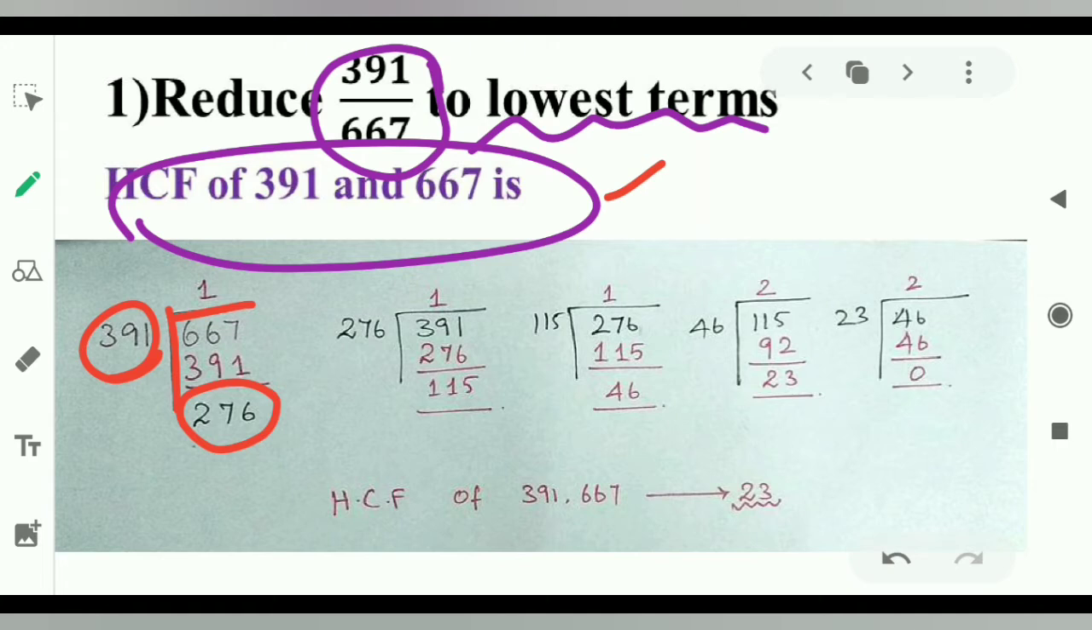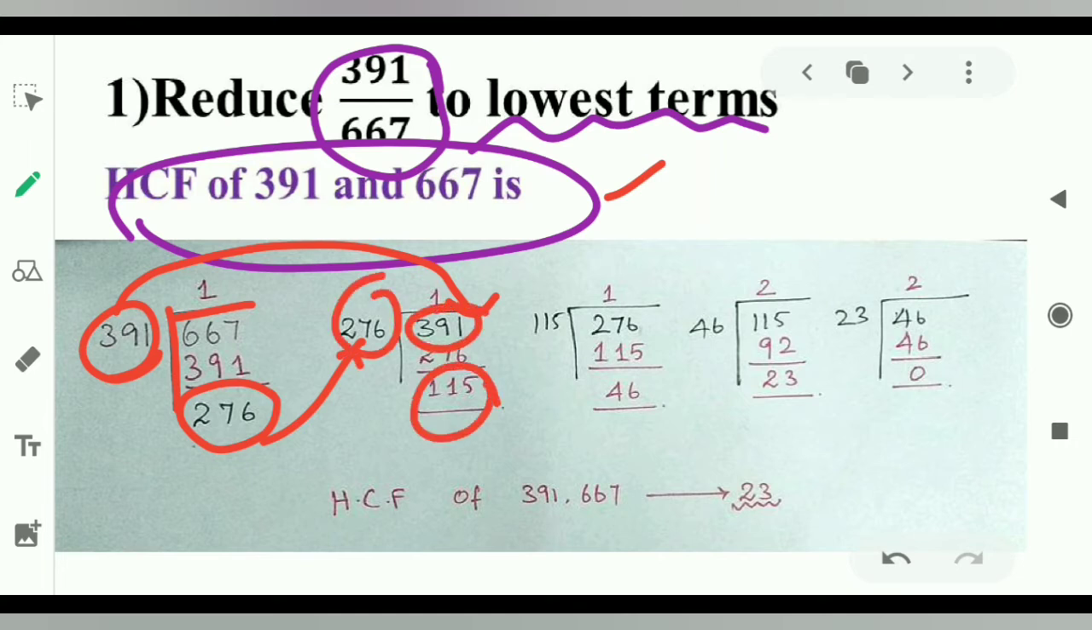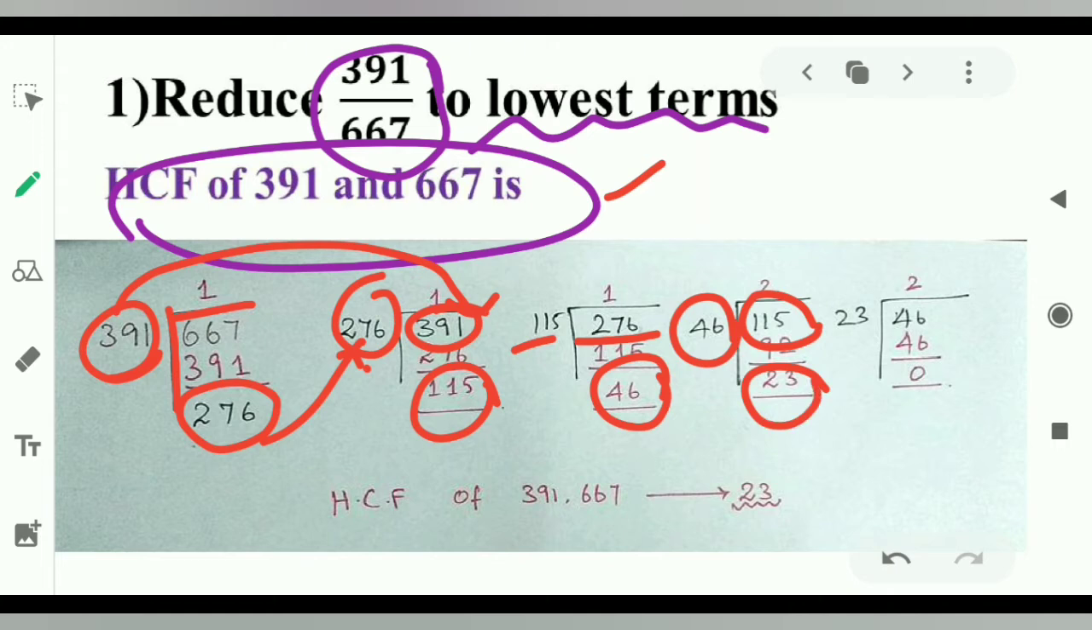Then we divide the divisor by the remainder. On doing this, we are getting 115. Again, we divide 276 by 115. We are getting 46 as remainder. Repeat the process. Divide the divisor 115 by the remainder 46. We are getting 23 as remainder. Repeat the process. Divide 46 by 23, and here we are getting 0. What does it mean? The process stops here.